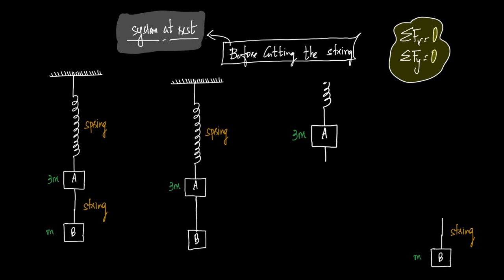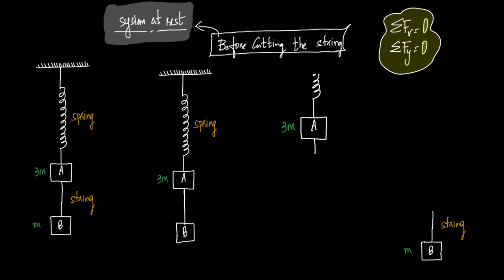So we have the wall and the blocks. Immediately between the wall and A there is a spring. A and B are connected via a string. I repeat, wall and A are connected by a spring. A and B are connected by a string. Now let's see what happens by drawing the free body diagram of A.